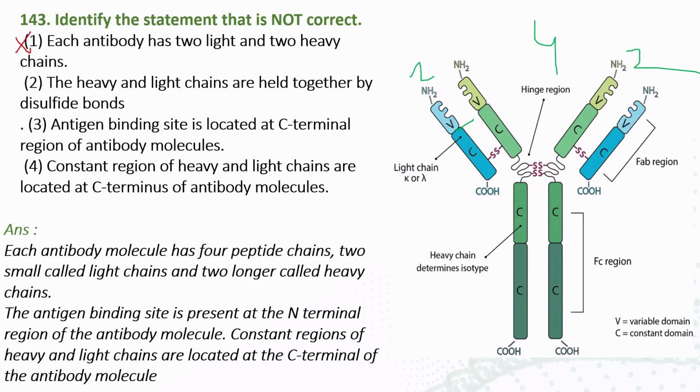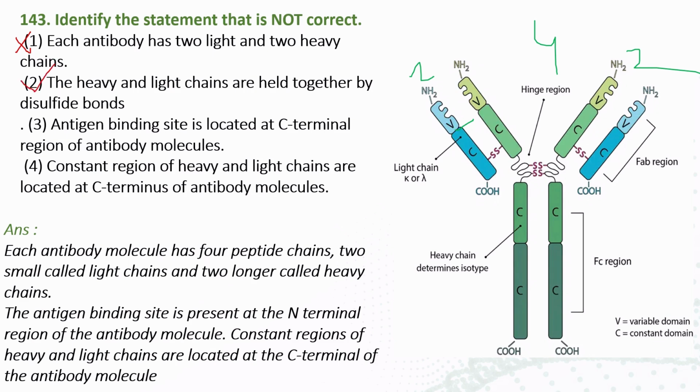The heavy and light chains are held together by disulfide bonds. Normally the light chains are held together by disulfide bonds, and the heavy and light chains are also held together by disulfide bonds itself. Okay, this is right.